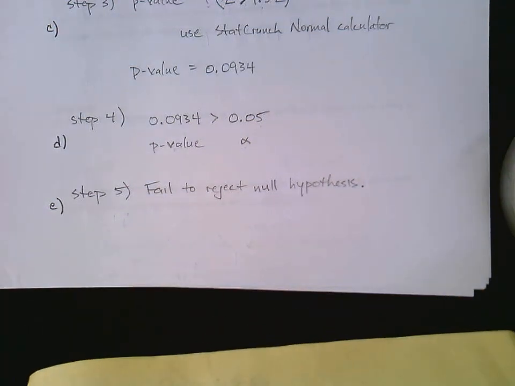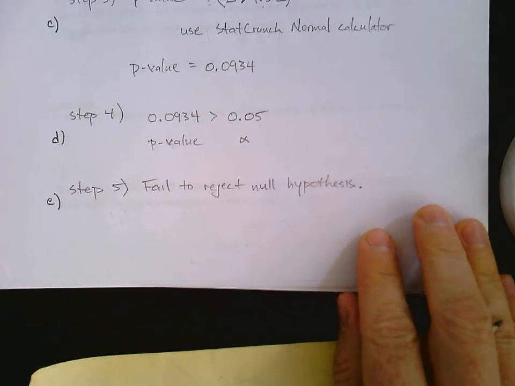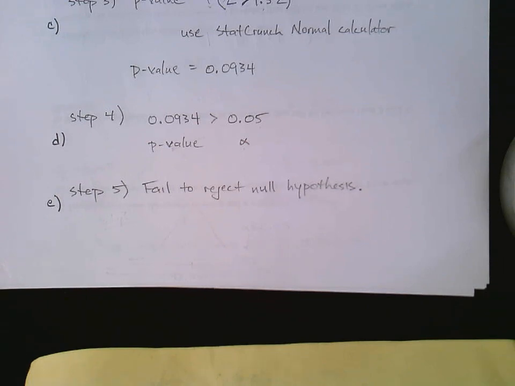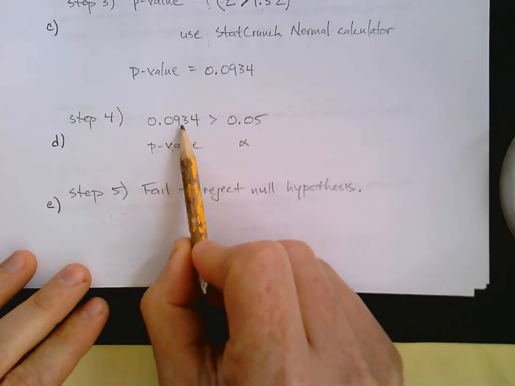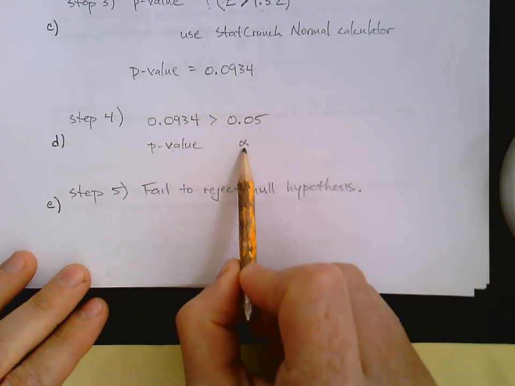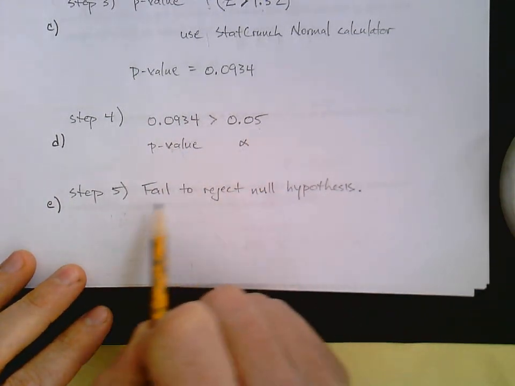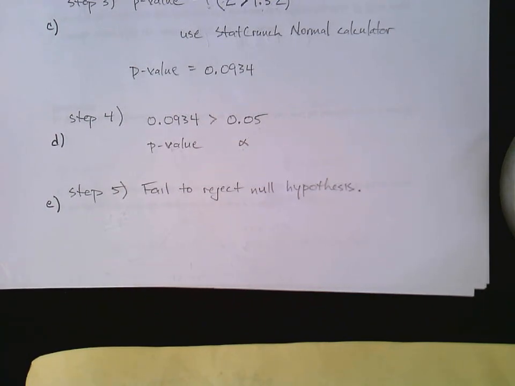You might be thinking, what? Why is that? If the p-value is bigger than the alpha, why would that mean that we fail to reject, that there's not enough evidence? Okay, let me explain.